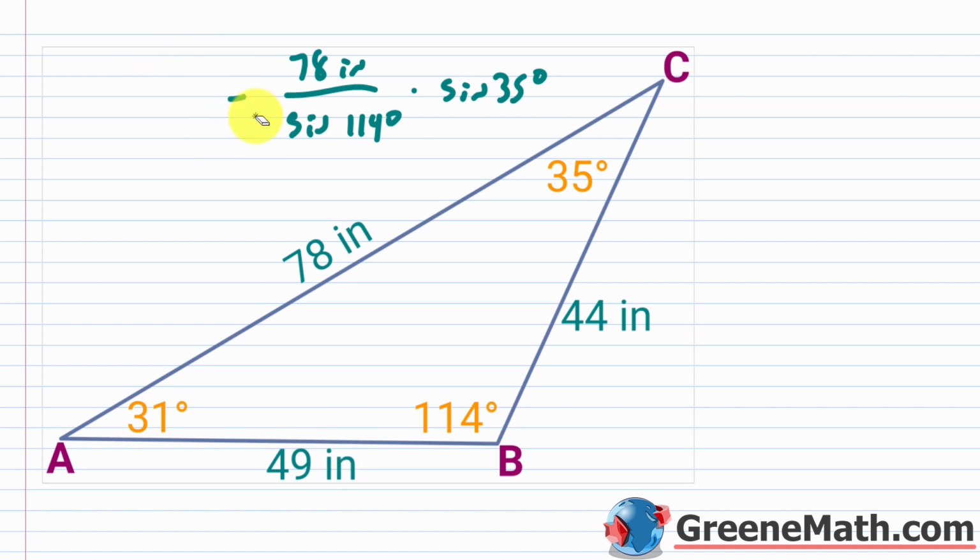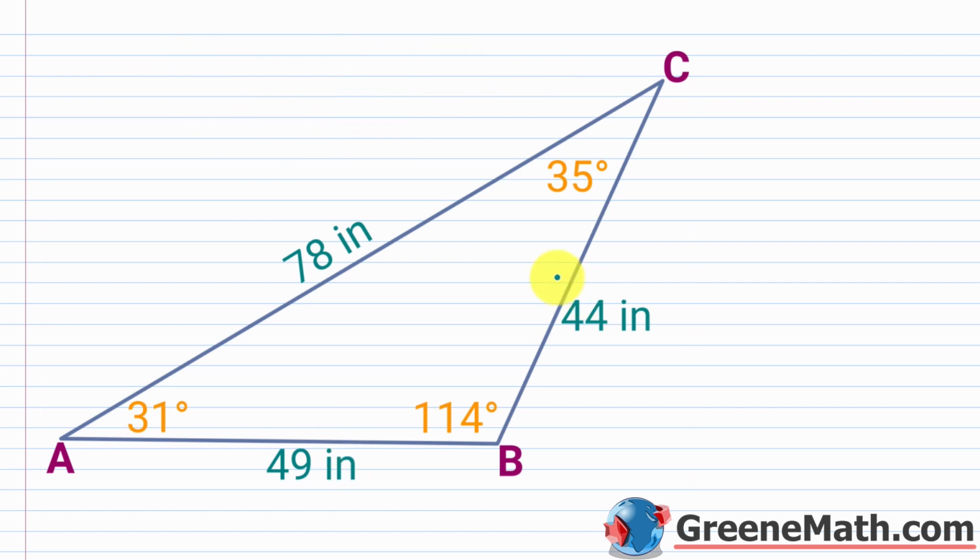So again, we were given this information here, here, and here, right? So these two sides and this angle. We estimated that the measure of angle C is 35 degrees. The measure of angle A is 31 degrees, and the length of this side, let's call it lowercase c because it's opposite of the angle C, it's about 49 inches.